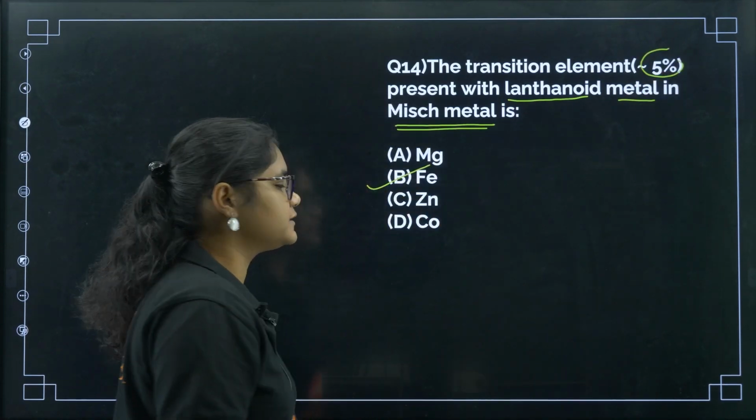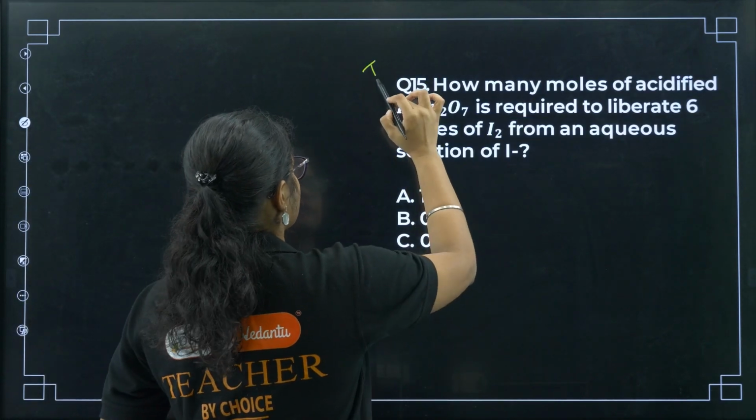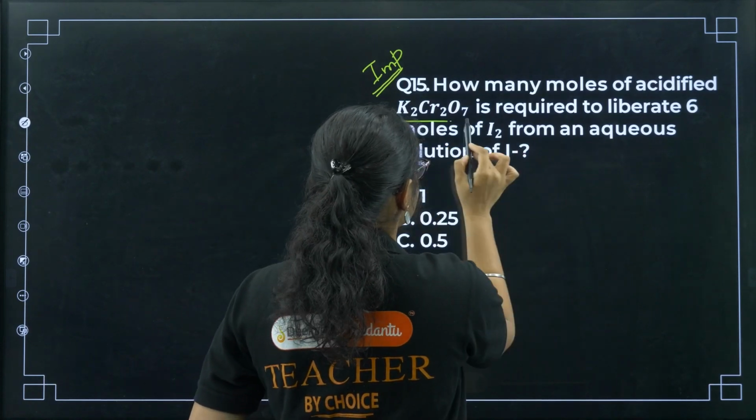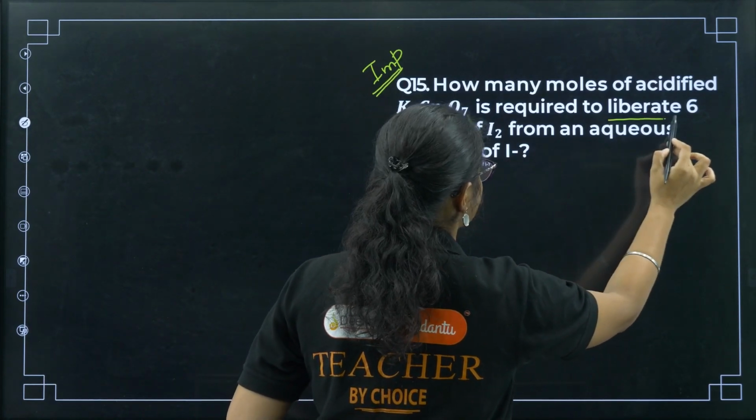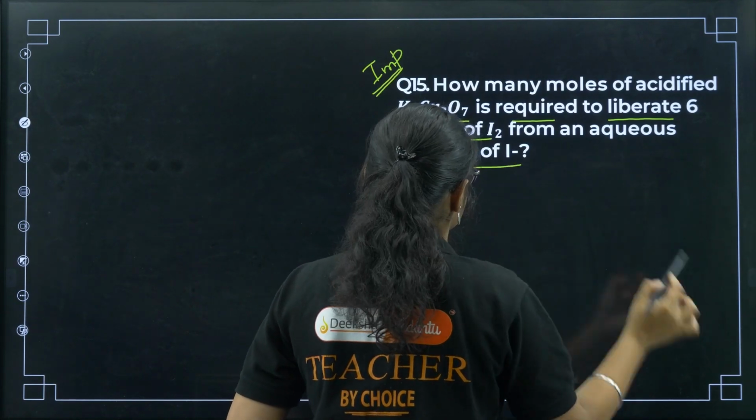Iron is present in 5%. Option number B is the correct answer. Next, this is an important question here again. How many moles of acidified K2Cr2O7 are required to liberate 6 moles of I2 from an aqueous solution of I minus?